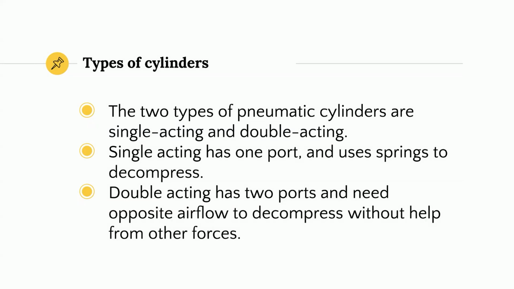Types of cylinders. The 2 types of pneumatic cylinders are single acting and double acting. Single acting has 1 port and uses springs to decompress. Double acting has 2 ports and needs opposite airflow to decompress without help from other forces. In FRC, we mainly use double acting cylinders, but there are some cases where single acting cylinders might be preferable, mainly places where you don't want to use a lot of air.